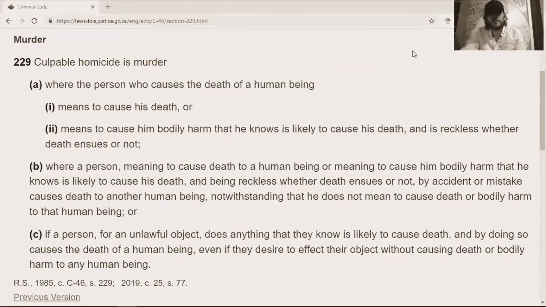Finally, let's briefly consider section 229 sub C of the code. Now, this is a somewhat complex provision with a complex recent history, at least. But suffice to say that this provision applies where the defendant did not mean to cause anyone bodily harm, did not mean to cause anybody death, but engaged in an activity in pursuit of an unlawful object that the defendant knew was likely to cause death, and in the course of engaging in that conduct did cause the death of another.